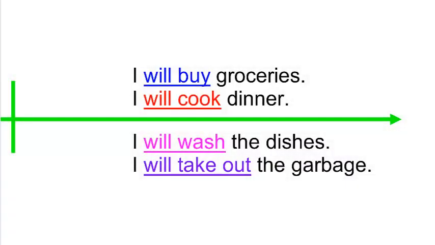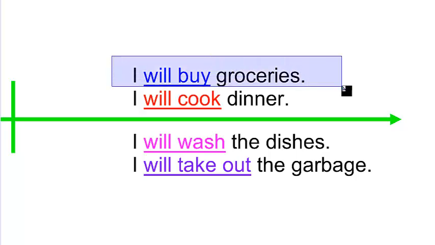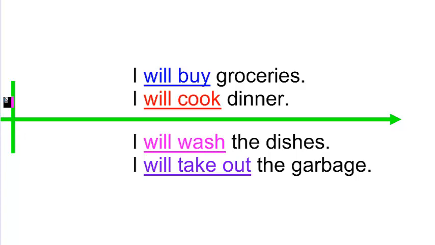Okay, today we're going to continue with a review of the use of will. Let's remember, please, that we use will to talk about future situations. For example, here we have some situations that I will do in the future. Look, this is the present, and all of the events that happen here are going to happen in the future.